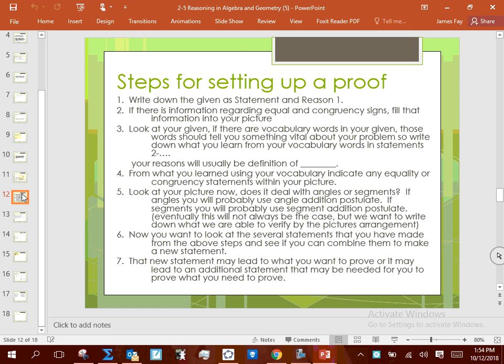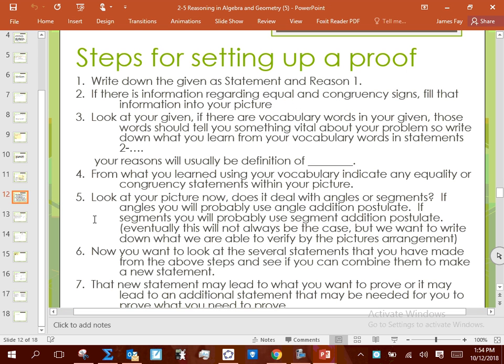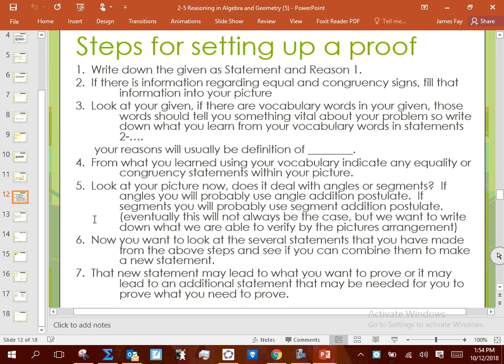Okay? That gets us to step 5. Okay? Step 5, there's actually 2 aspects of step 5. It says look at your picture. Okay? This is going to kind of help us direct the next couple of steps. If my picture deals with angles, then it's likely that I'm going to use angle addition. Okay? And that's going to be the governing principle that guides the rest of the proof, adding angles together. If it's segments, then I'm probably going to use segment addition. And that's going to be the governing process that progresses the proof.